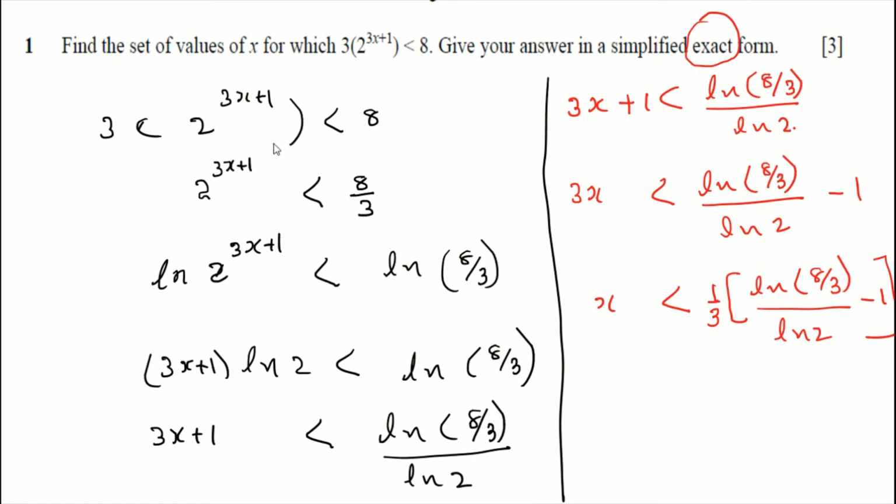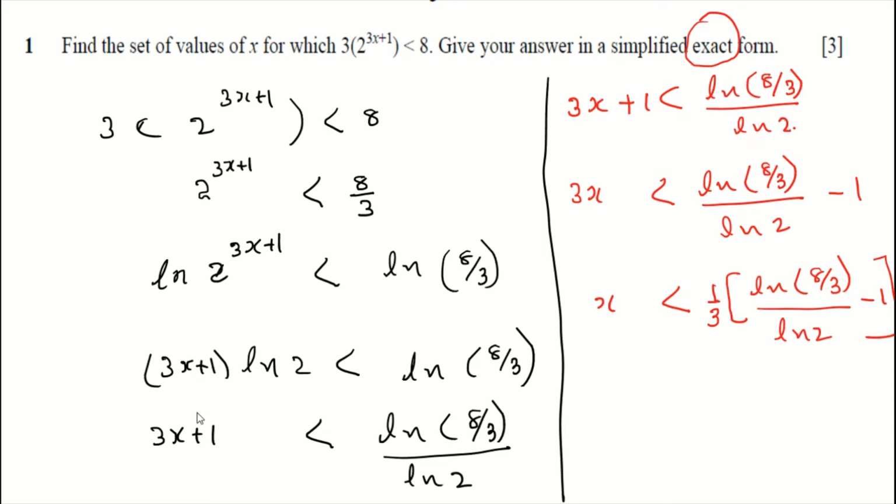Now take logarithm on either side because in order to find x here, this is appearing as a power, we have to take logarithm on either side. So ln 2 to the power (3x plus 1) is less than ln of 8 over 3. (3x plus 1) ln 2 is less than ln of 8 over 3. This power could be taken to the front as a coefficient. When it is appearing as a coefficient, you can again put it inside, vice versa.